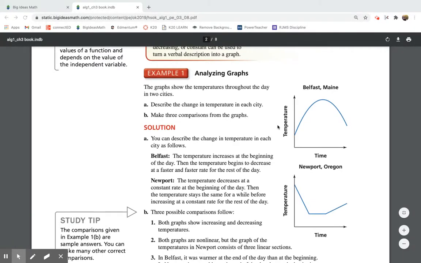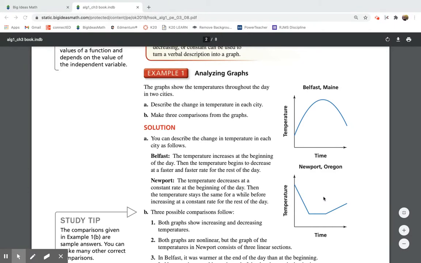So when we are describing the change in temperature, so the first one, Belfast, Maine. Okay, well, excuse me. So the temperature is increasing at the beginning of the day. Then it kind of begins, you could say decrease because it does slow down. Okay. Then it begins decreasing at a faster rate for the rest of the day. That's how we would describe that. It starts out increasing, you could say then it slows down, then it is decreasing. Okay, so because if you notice, it's not a straight line, it is curved.